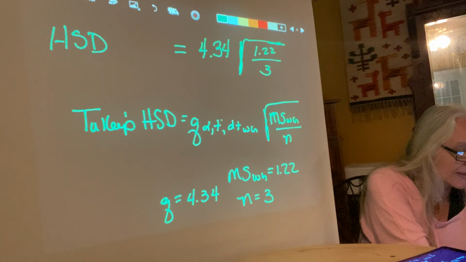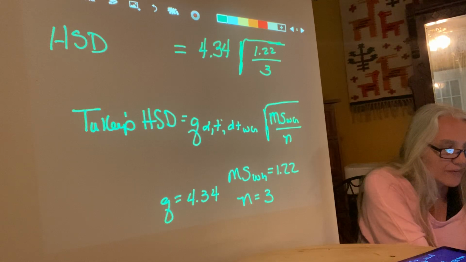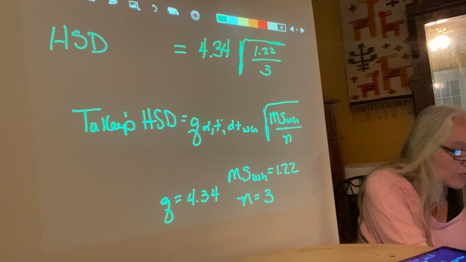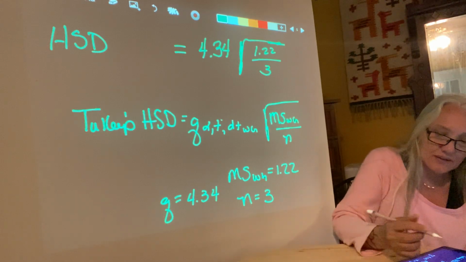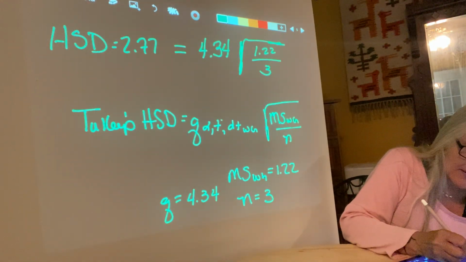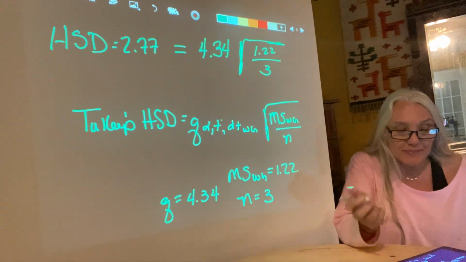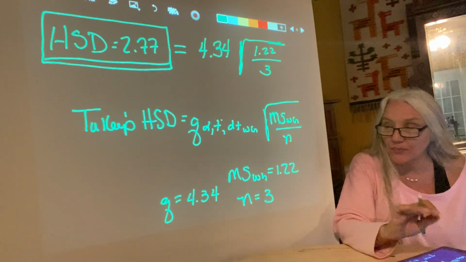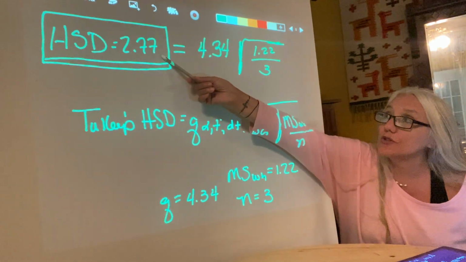So I get 1.22 divided by 3. Take the square root of that. 0.4066, or 0.407, and take the square root, I get 0.6377 times 4.34. I get 2.77. A difference of 2.77 is the smallest mean difference that we can honestly consider significant. Okay, so we're done with that. Tukey's HSD is 2.77.